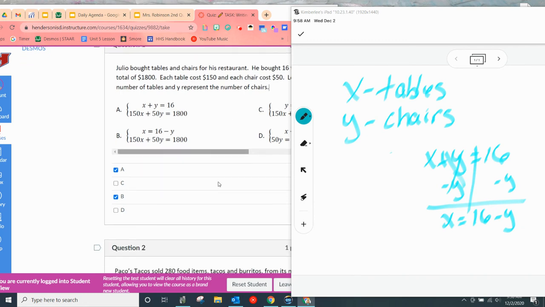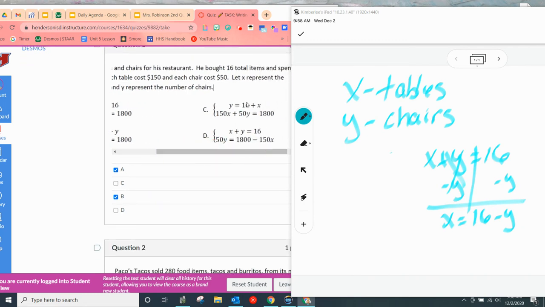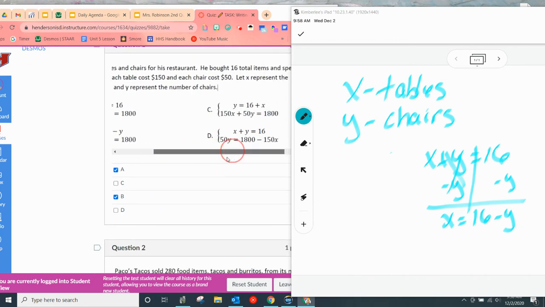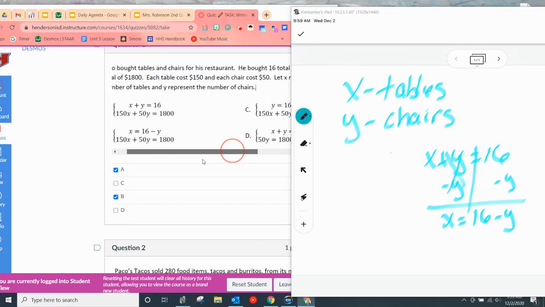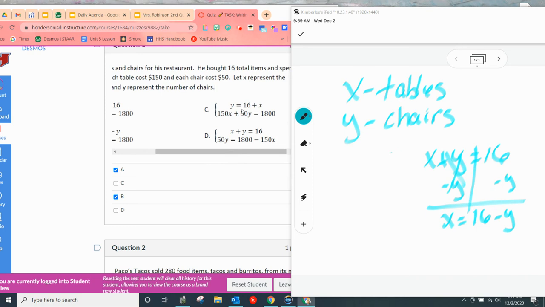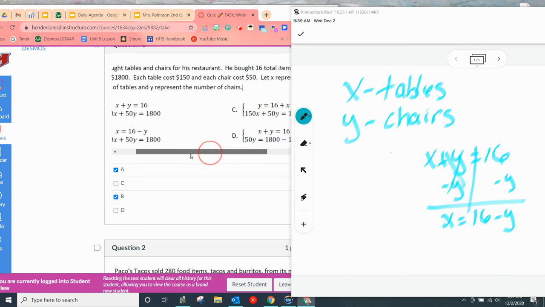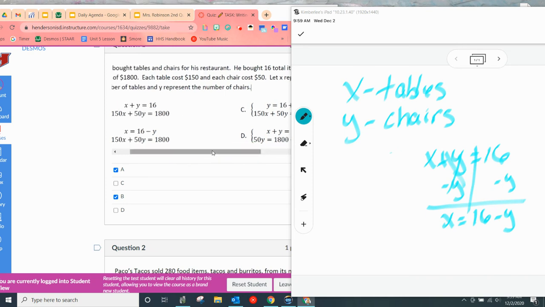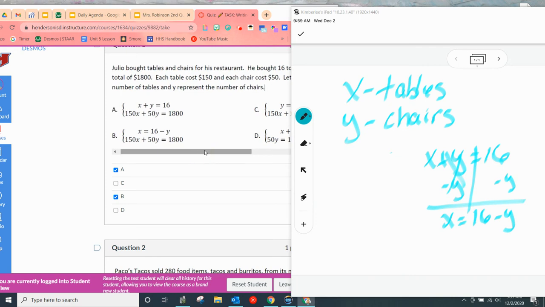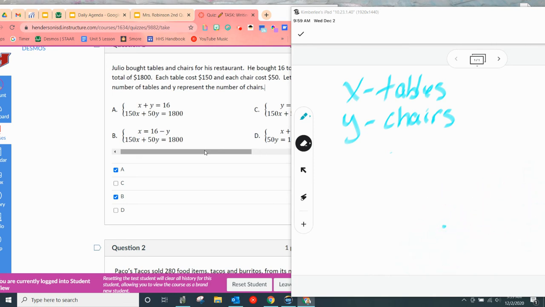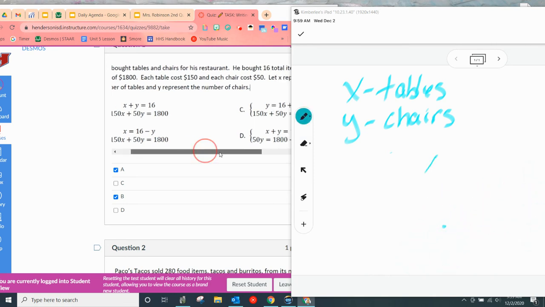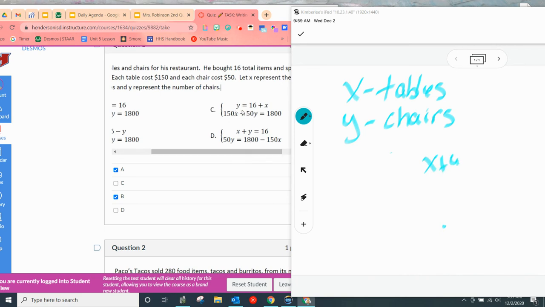Okay. The next one we have is y equals 16 plus x, and then 150x plus 50y equals 1800. Notice the only thing that's different is the first equation again. The second equation is the same. So let me go back over to my iPad and write it down. The first equation again, I have x plus y equals 16. So this one is saying that y would be equal to 16 plus x.